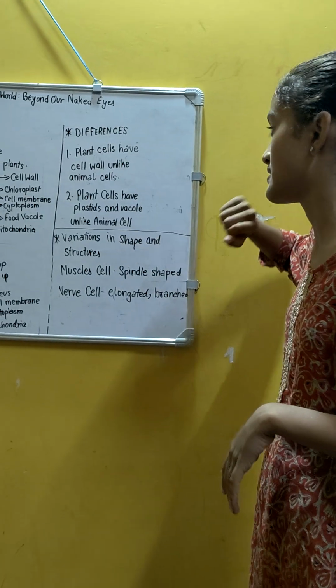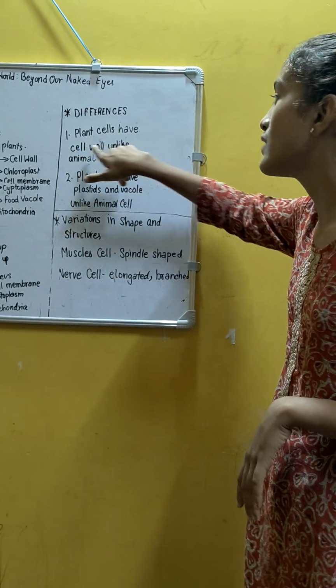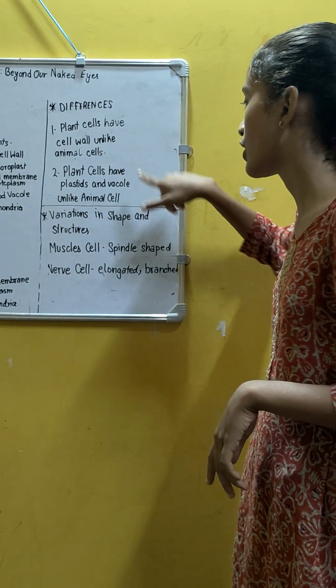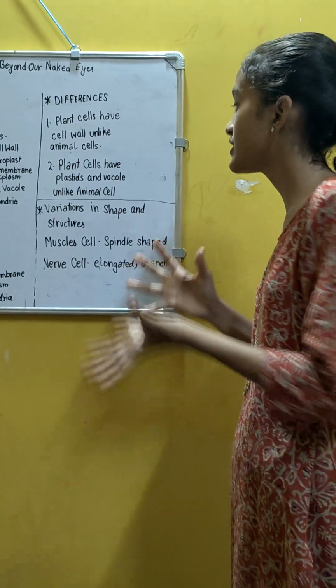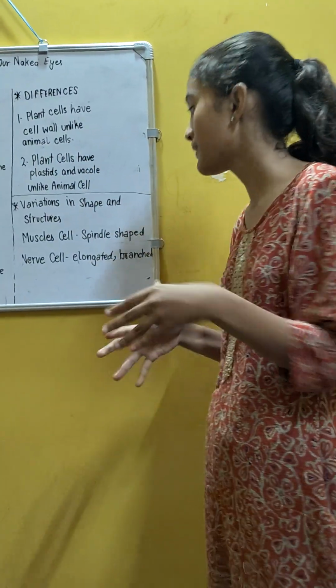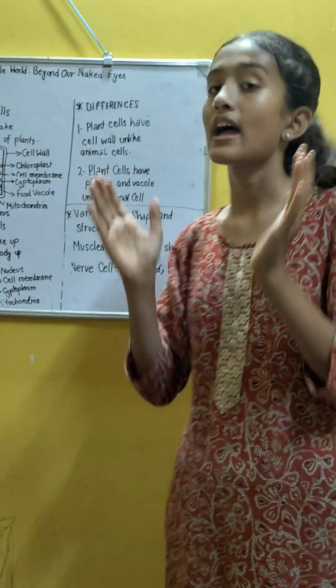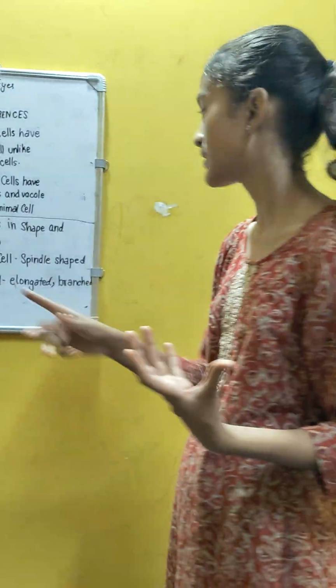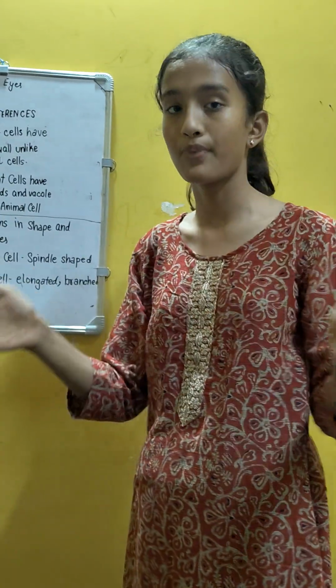So these are the differences. Plant cells have a cell wall unlike animal cells. They have plastids and vacuole unlike animal cells. Variation in shapes and structure. Muscle cells are spindle shaped and nerve cells are elongated and branched. This shows that animal cells in our body are very different from one another. It has many variations. Like muscle cell, it is spindle shaped. Nerve cells are elongated and branched.